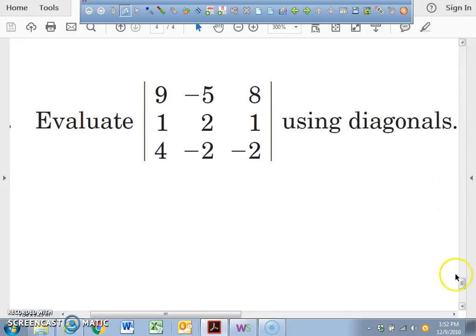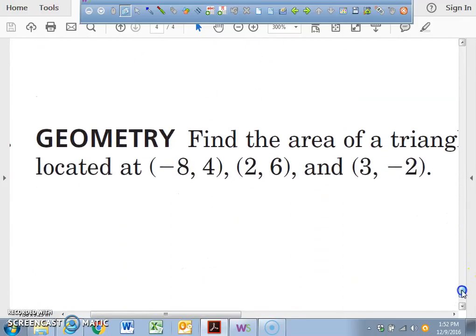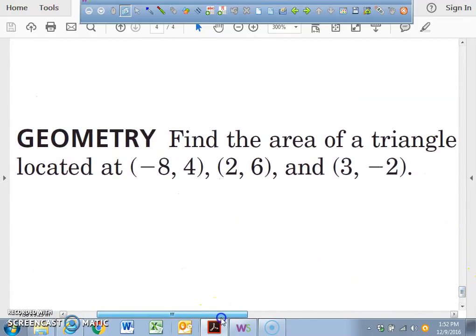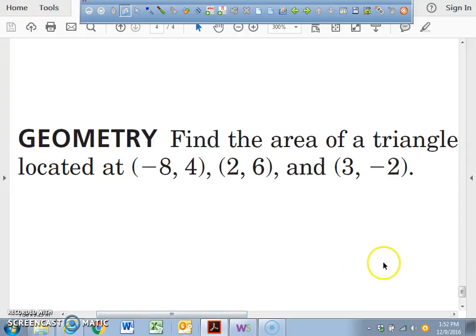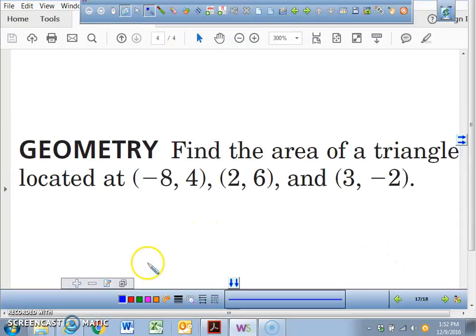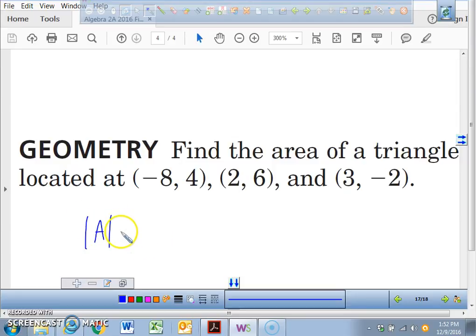All right, final problem. We're going to be finding the area of a triangle just knowing the location of the points. So here is the formula. The area, the absolute value of A, is going to equal 1/2 of the determinant known as A times B.